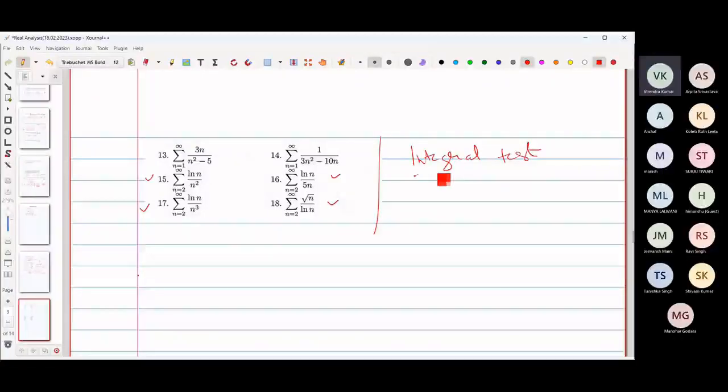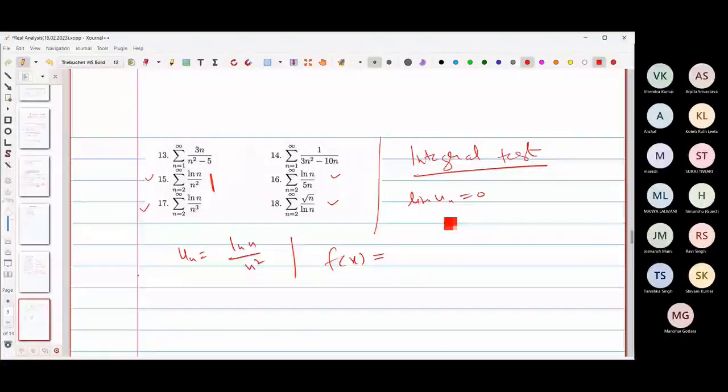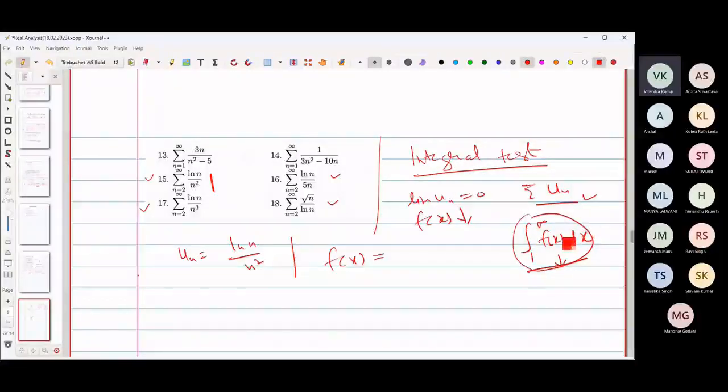Integral test. In the integral test, what do we do? We need to make f(x) from un. un is log n divided by n square, okay. So f(x) we will take... See, what does the integral test say? The limit of un should be 0, and f(x) should be decreasing, then the nature of this series and this integral of f(x) dx are the same. If it converges, meaning its value is finite, then the series will also be convergent. If it has value infinite, then it will be divergent, right?